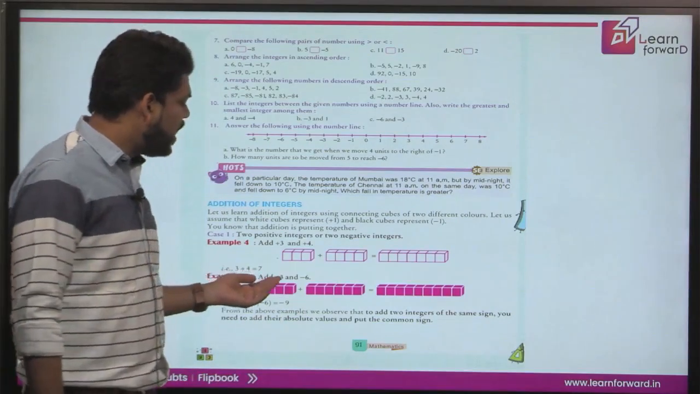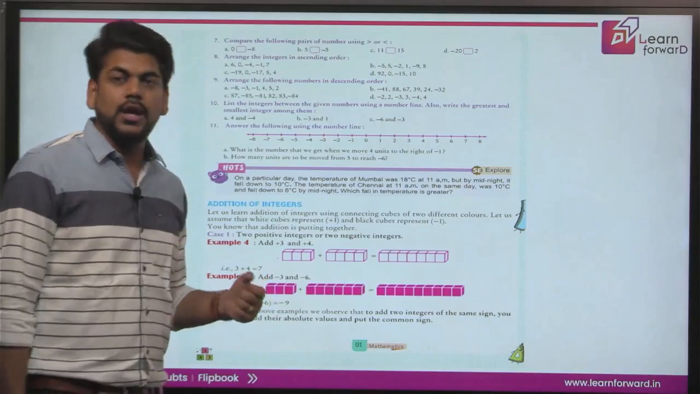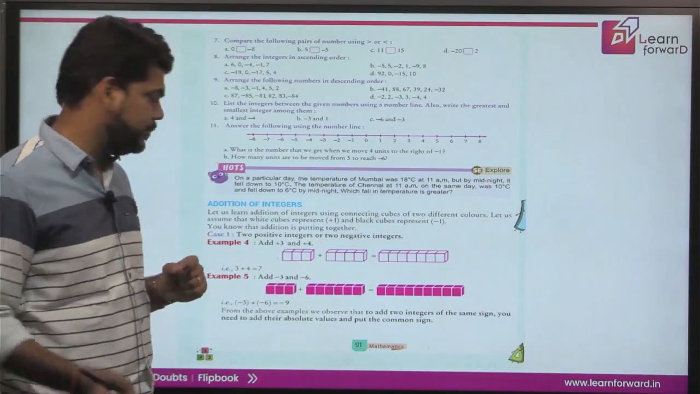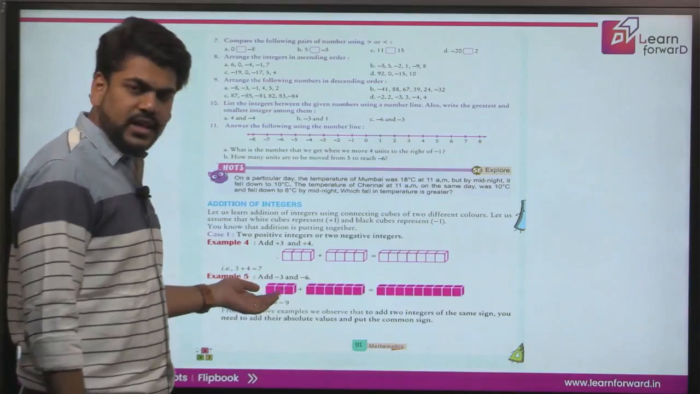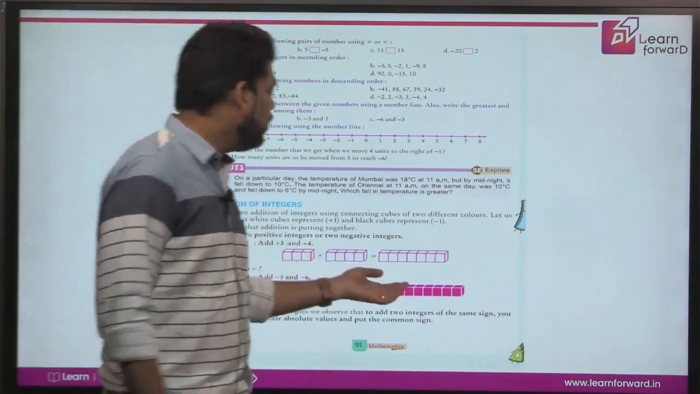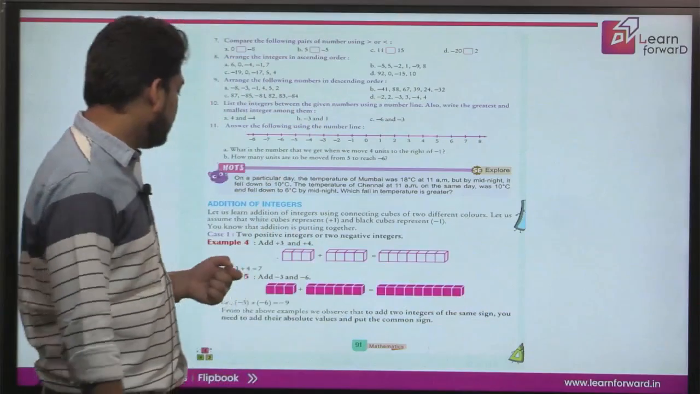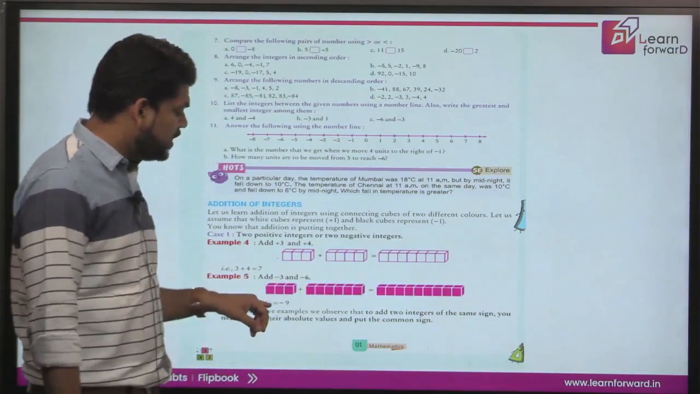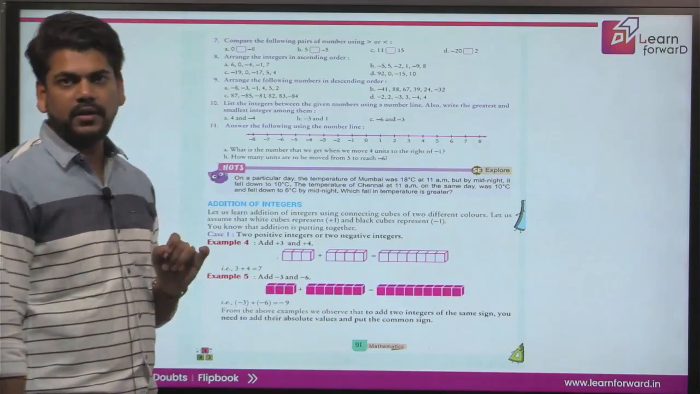Example 5: add minus 3 and minus 6. How are we showing the negative number? By coloring the cube. 3 cubes are there, 6 cubes are there. When we join them, a total of 9 cubes are there, but they are all pink cubes only. So minus 3 plus minus 6 equals minus 9.